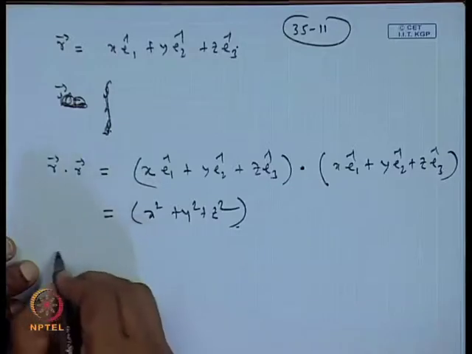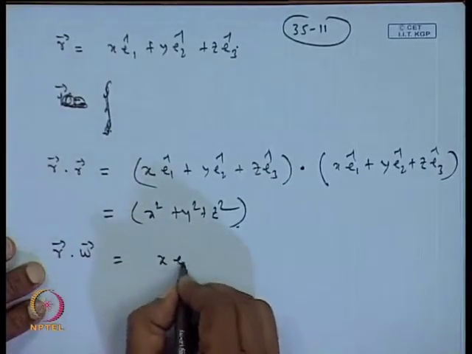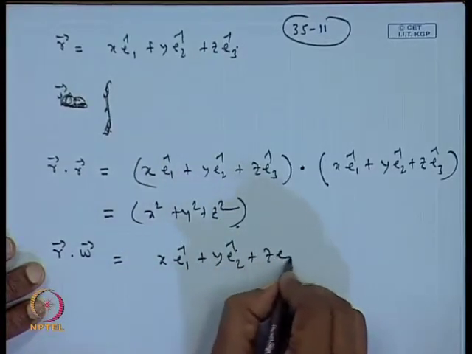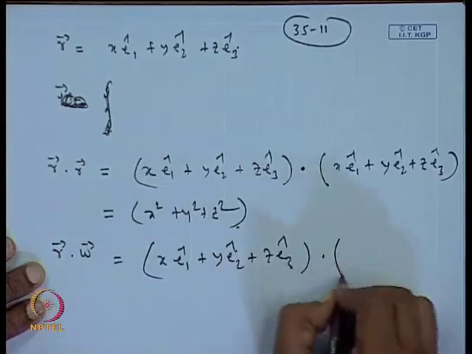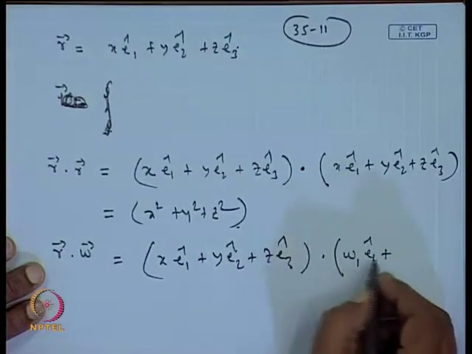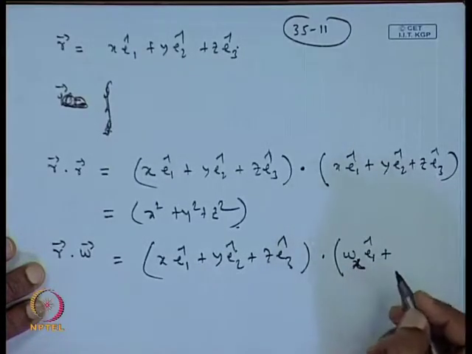Similarly, you have r dot omega. So, r dot omega is x E 1 cap plus y E 2 cap plus z E 3 cap dot omega 1 E 1 cap, or omega 1. Instead of writing omega 1 I can also write omega x to indicate it.